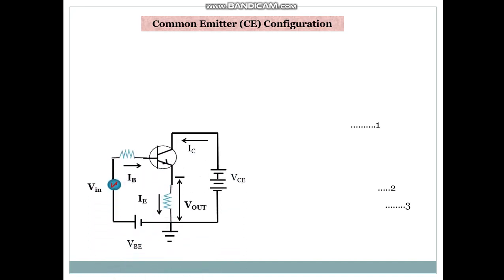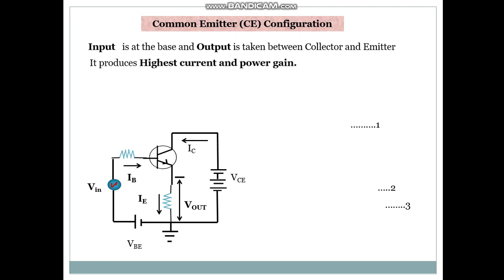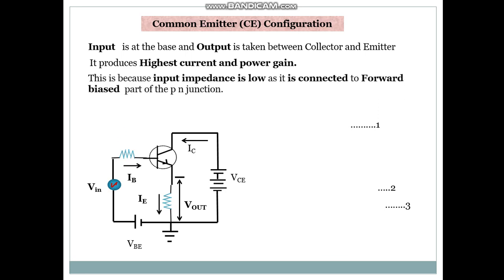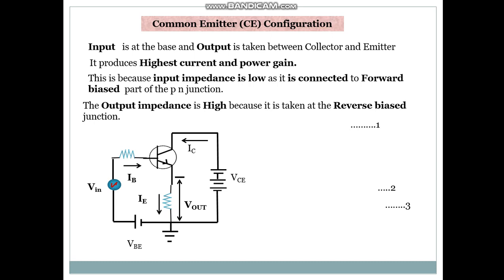Common emitter configuration, or the CE configuration. That's the circuit diagram. Input is at the base and the output is taken between the collector and emitter. It produces the highest current and power gain. This is because input impedance is low as it is connected to the forward bias part of the PN junction. The output impedance is high because it is taken at the reverse bias junction.